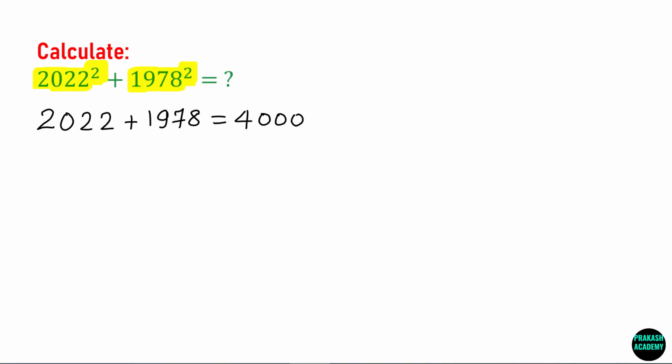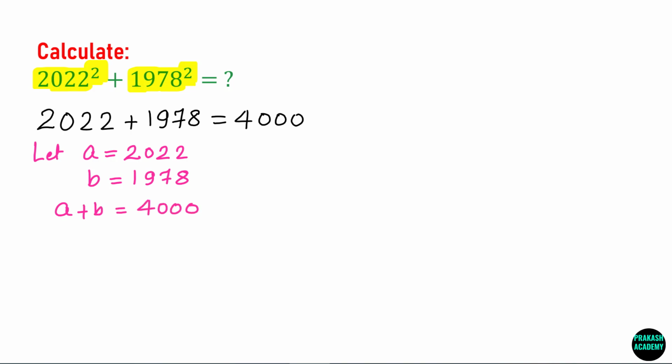Let us define some terms. Let A is equal to 2022 and B is equal to 1978. And we know that A plus B is equal to 4000. And we have to calculate the value of A square plus B square. So this is my question.